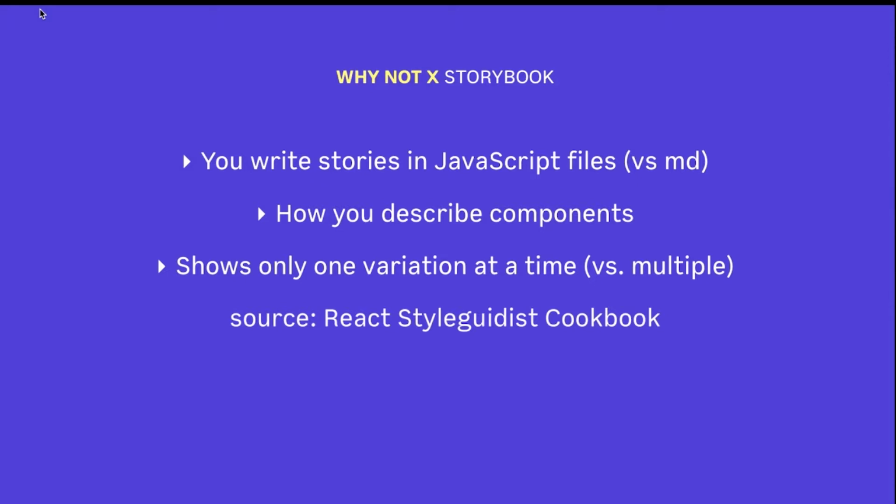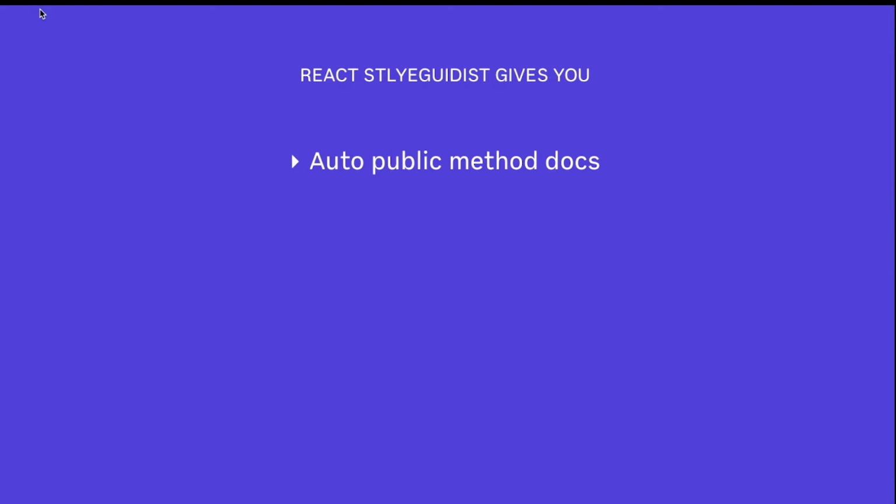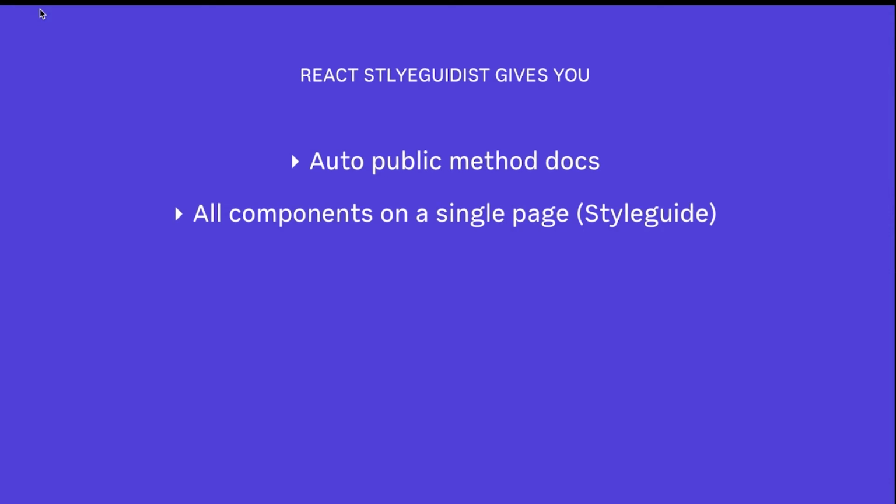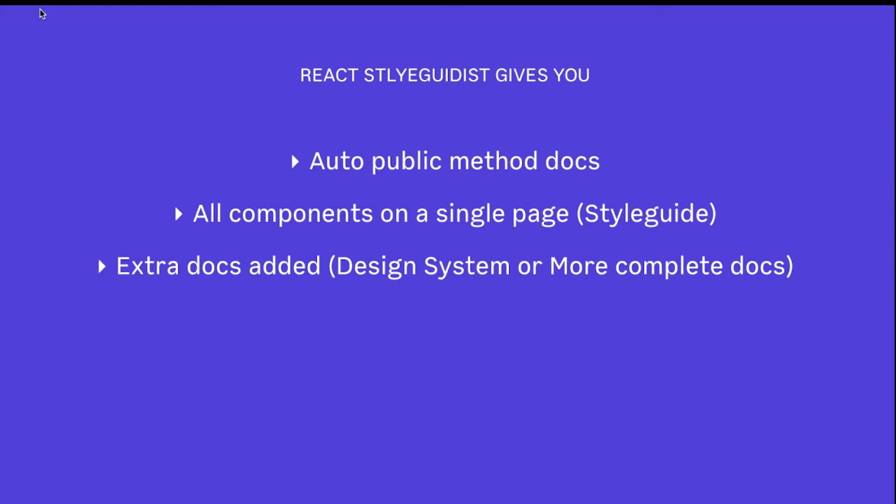And so Storybook, I think, is more like using a microscope to look at things. It's just a single component at a time, this component, this variation, single page, single component, and you switch between them. All right, and React Styleguidist also gives you auto public method documentation, all the components on a single page, and I think this is really important for documentation on a project. Extra documentation added so you can make it into a proper design system, and it's very easy to do that.